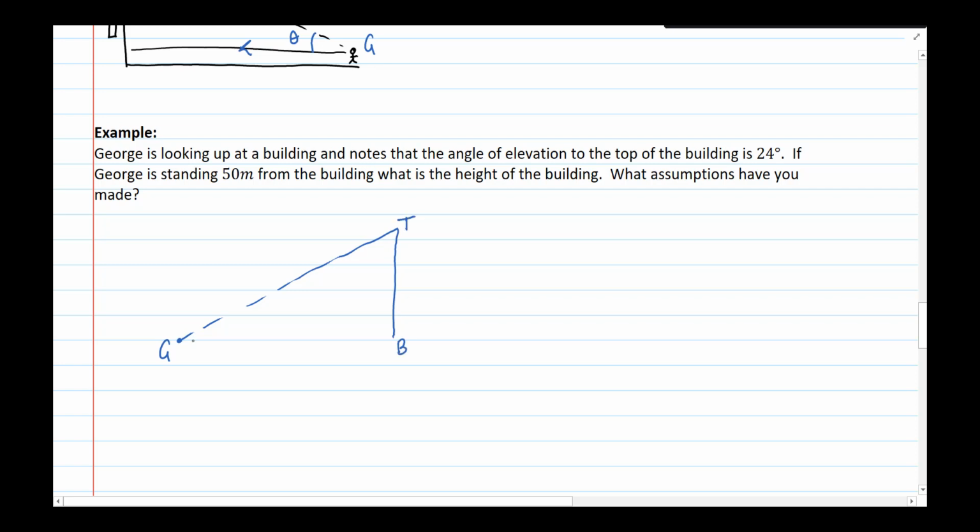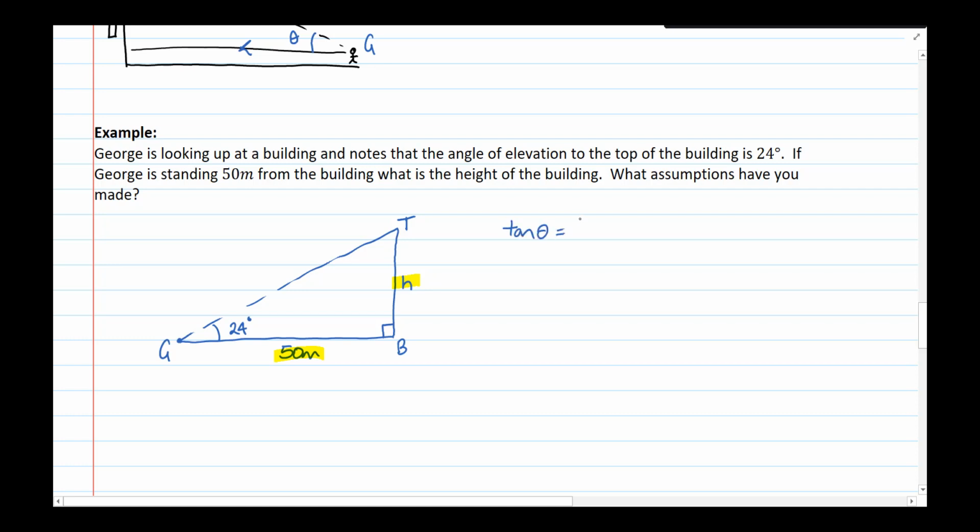If George is standing 50 meters away from the building, so that being 50, what is the height of the building and what assumptions have you made? Well, let's just start by making this a right angle triangle and calculating this height. The angle of elevation George has noted is 24 degrees. And using SOHCAHTOA and recognizing that our known values are the opposite and the adjacent, the opposite is not known, but it's what we're trying to find, I can see that this is going to be a tan problem.